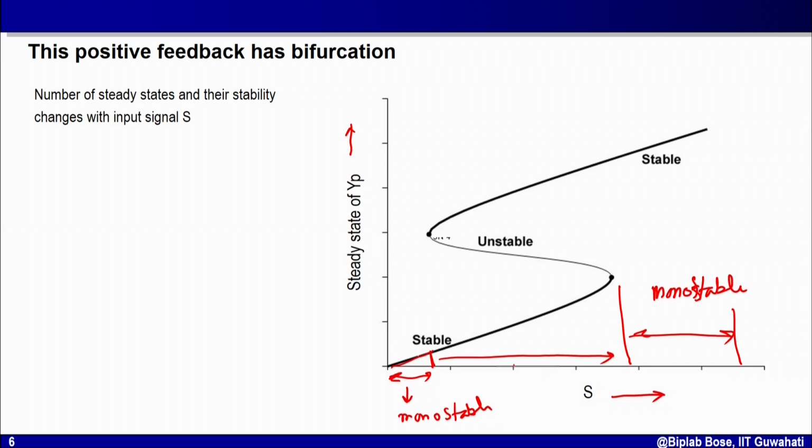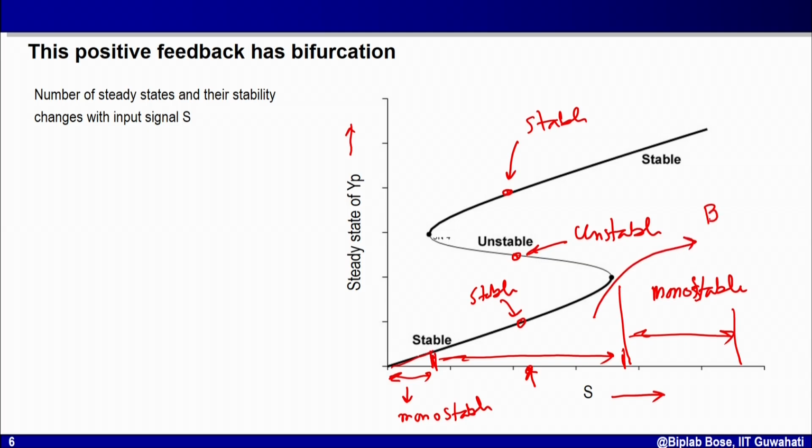In between, I have the option for any value of S. For example, if I take S here, I have 3 steady states. 2 of them are stable and 1 is unstable. So this middle region is actually the bistable region.